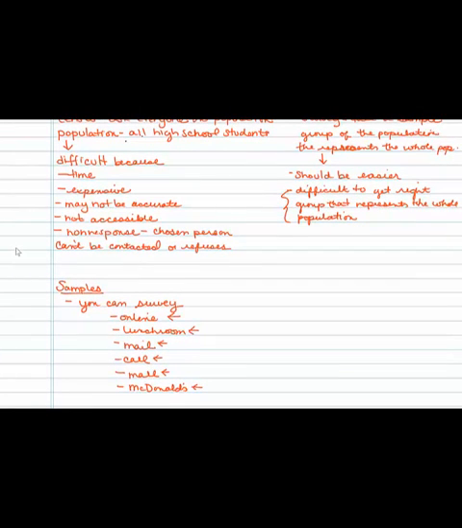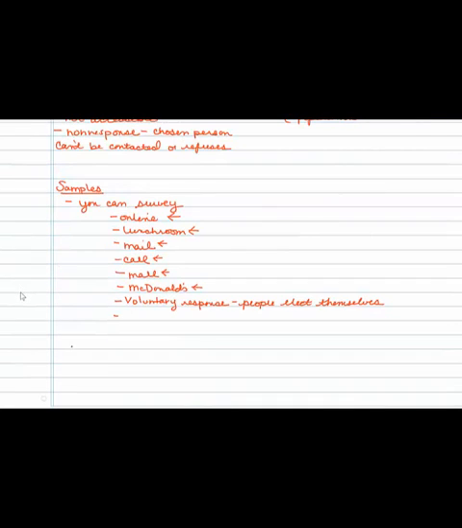Another way you can sample is to ask for volunteers. Voluntary response. That means people elect themselves to participate. There's a convenience sample, we call it, and that's exactly what it means. It's pretty easy. Convenience.